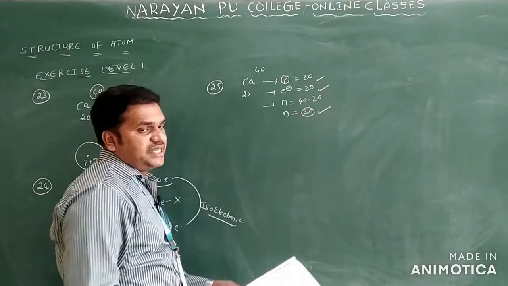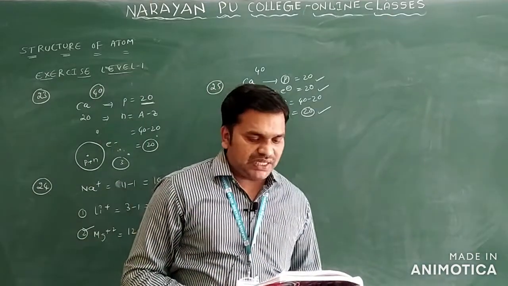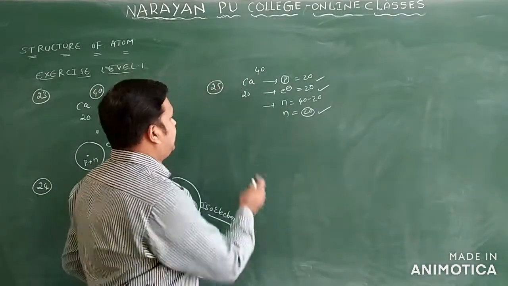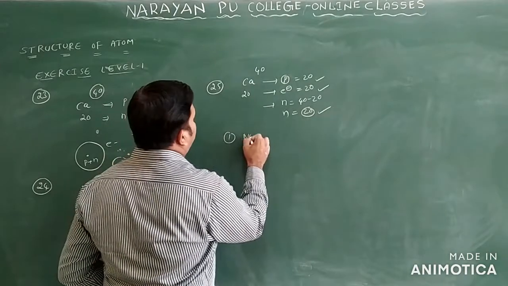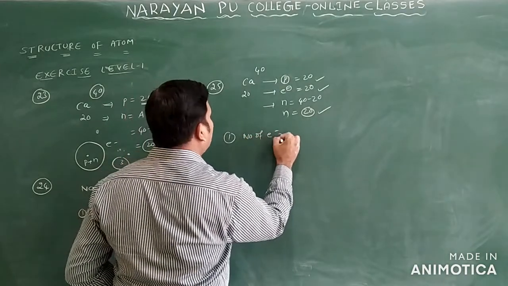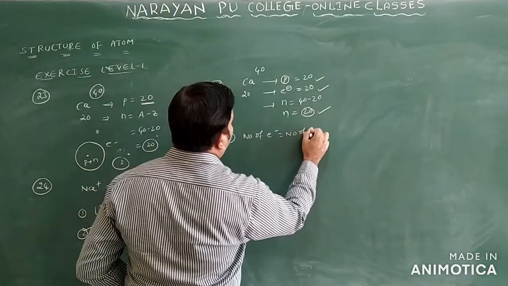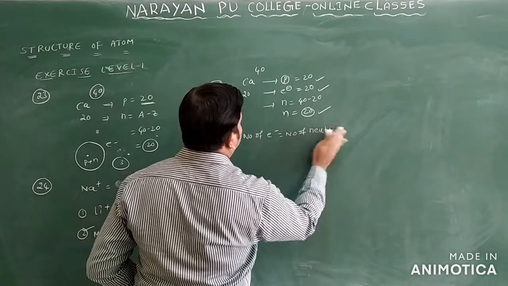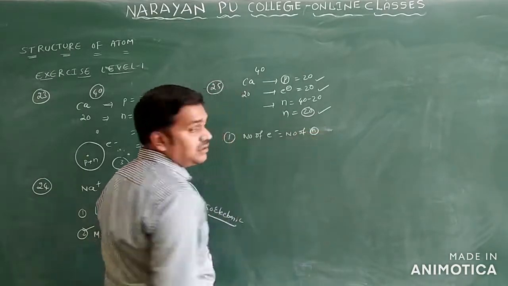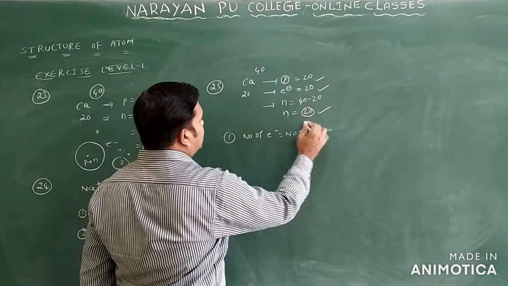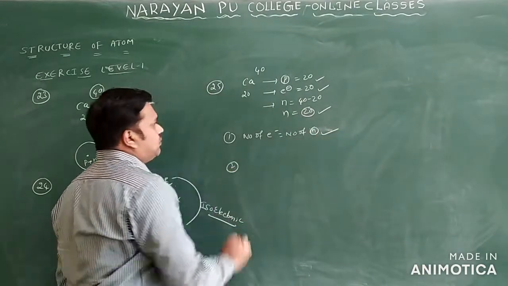See the options here, what is given? The number of electrons is the same as the number of neutrons. The first option is given: number of electrons is equal to number of neutrons only. I will write simply N1. Is it right or not? Yes. Electrons is 20, neutrons are 20. So option 1 is correct only.